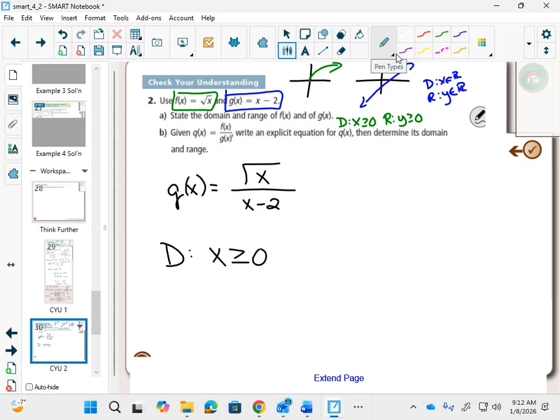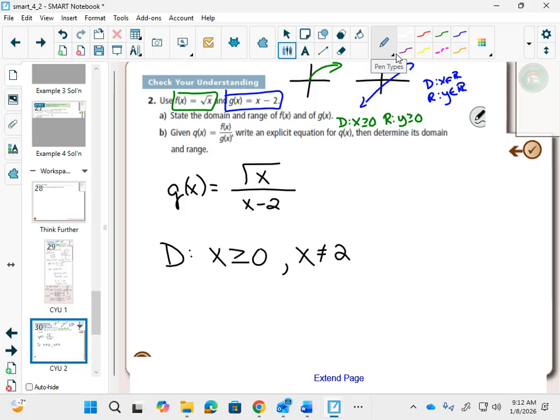I'm also not allowed to divide by 0. Would anything cause us to divide by 0? Positive 2. So I also would write that in addition to x being bigger than or equal to 0, I know that x cannot equal 2.